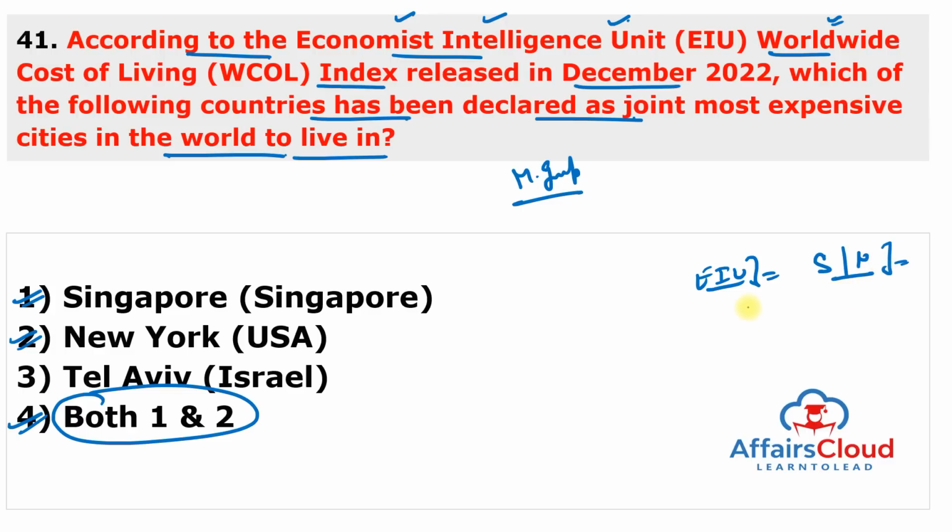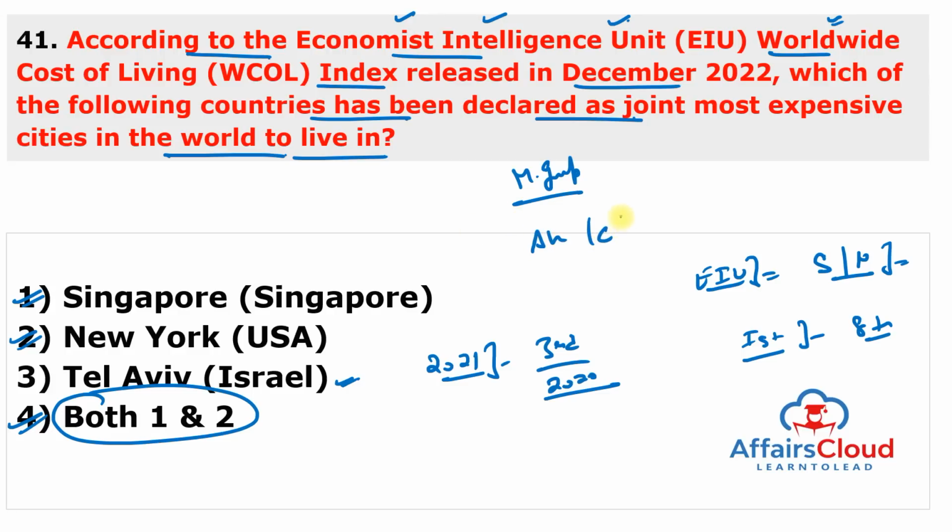New York has topped the ranking for the first time along with Singapore, which has topped the list 8 times in a row. And Tel Aviv of Israel, which topped the list in 2021, has secured the third rank in the 2022 index. Indian cities like Ahmedabad, Chennai and Bengaluru are among the bottom 10 positions of the index, ranked 165th, 164th and 161st respectively. It means Ahmedabad rank is 165, Chennai rank is 164 and Bengaluru rank is 161.